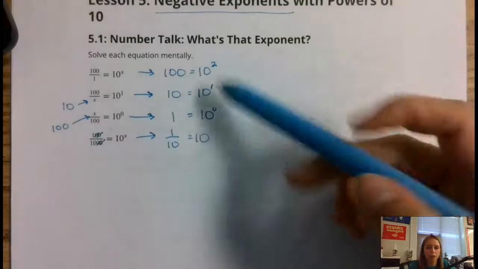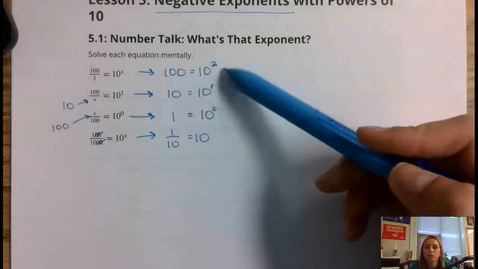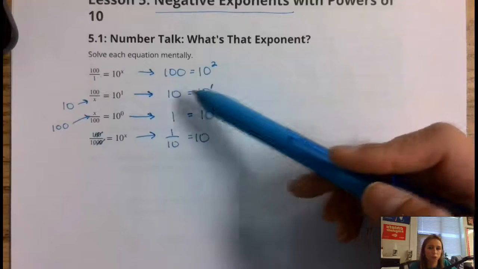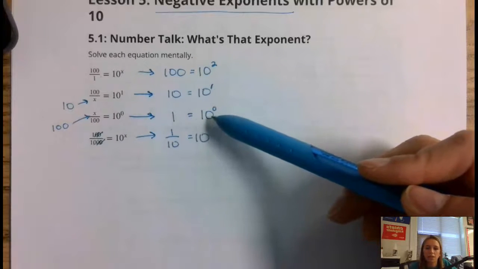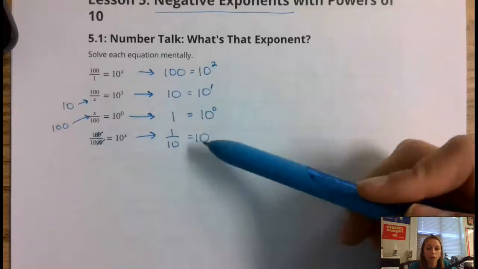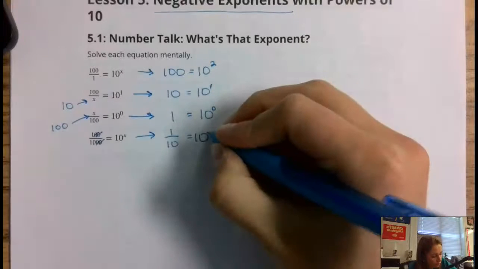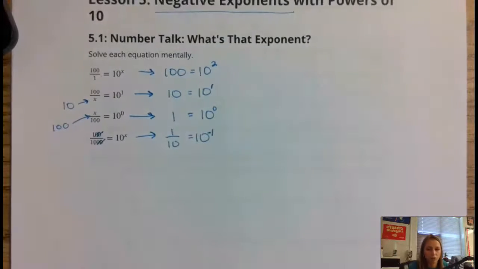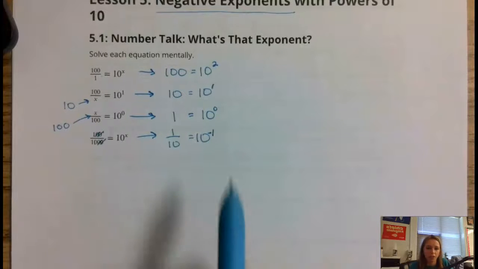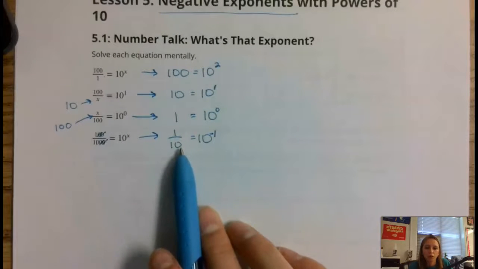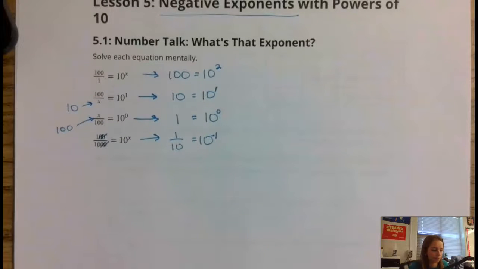Well, let's see if we notice a pattern here. When we have 10 to the second power, we have 100. 10 to the first, we have 10. 10 to the 0, and we get 1. So if we just go in numerical order, we can assume that this is a negative 1. So when we have a negative 1 there, we just end up with 1 over our base, which is 10.